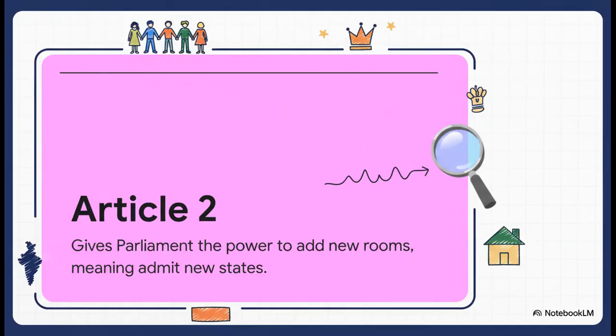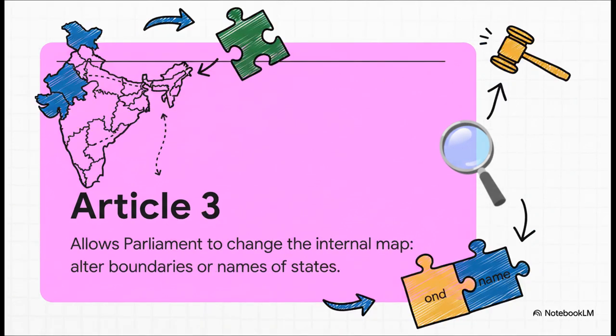Done. So what if you want to expand the house later on? Well, Article 2 gives Parliament the power to add new rooms. It can admit new states into the union. It's all about allowing for growth and welcoming new members into the family. And what about the rooms you already have? Article 3 lets you change the internal layout. Parliament can create new states, change the borders of the ones we have, or even rename them. It's all about having the flexibility to adapt.